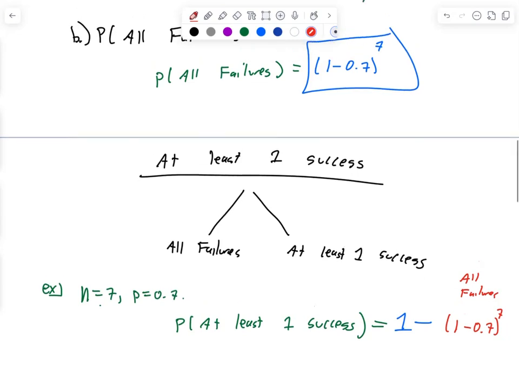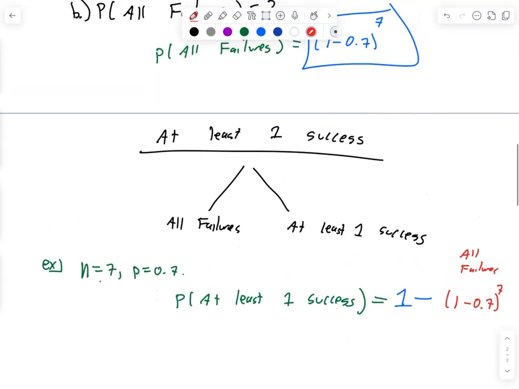So if you want to find the probability of at least one success, find the probability of all failures, then 1 minus that. So this is going to be 1 minus P to the N, and this is 1 minus P to the N. This is how you find the probability if they were all failures. 1 minus that is your answer.